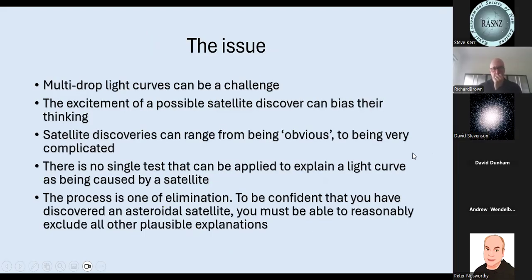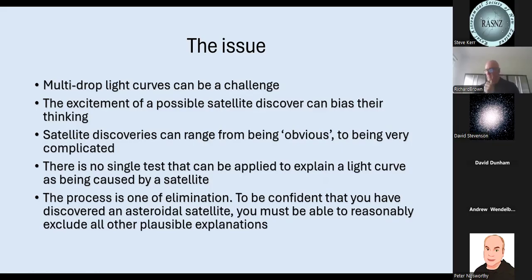Okay. Multi-drop light curves can be a challenge. People, particularly in recent times, say, oh, double drops, I've discovered a satellite, woohoo. And then they get told, no, you haven't, or maybe you haven't. And negative reactions can come up really quickly. The change from excitement to disappointment.